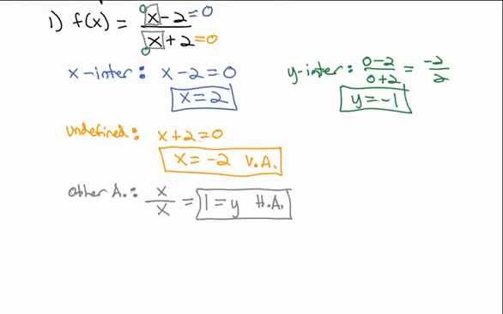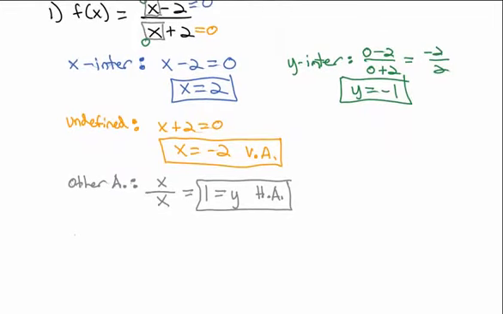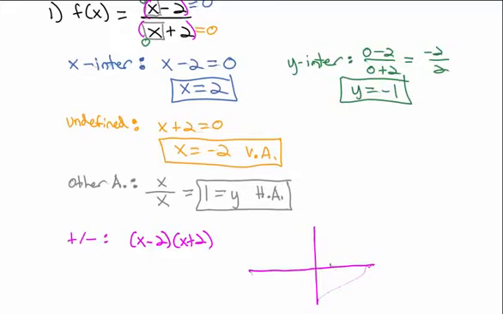The last thing we have to find is the positive and negative regions. And to do that, we graph the product of the numerator, x minus 2, times the denominator, x minus 2 times x plus 2. And when we graph that, x minus 2, x plus 2 have intercepts at 2 and negative 2.